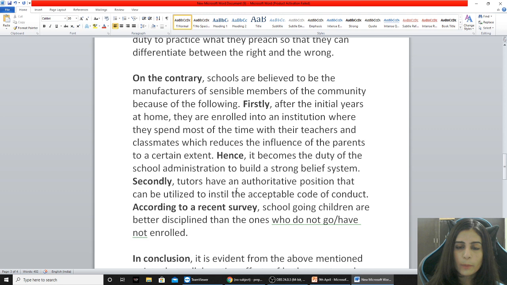When it comes to 80-20, again your introduction remains the same, just the thesis statement would change, and you will write something like, I majorly agree to the fact that schools should be given the responsibility of making children better citizens. However, the importance of parents cannot be ignored. Okay, now here you're favoring schools 80% and parents 20%. Now you will be writing 3 points in favor of schools and 2 points in favor of parents, and 1 paragraph for each, and then you'll write your conclusion.